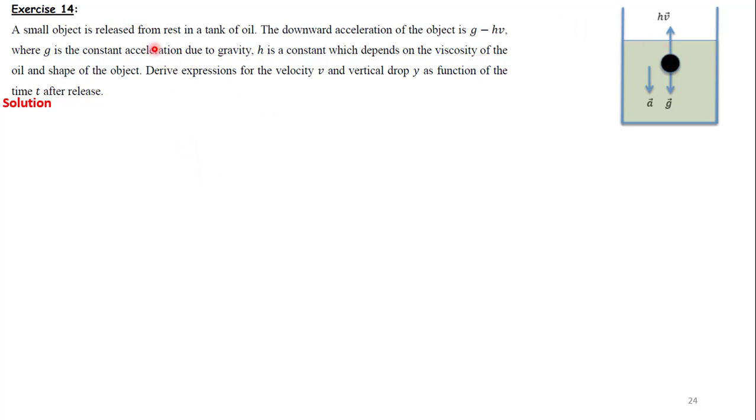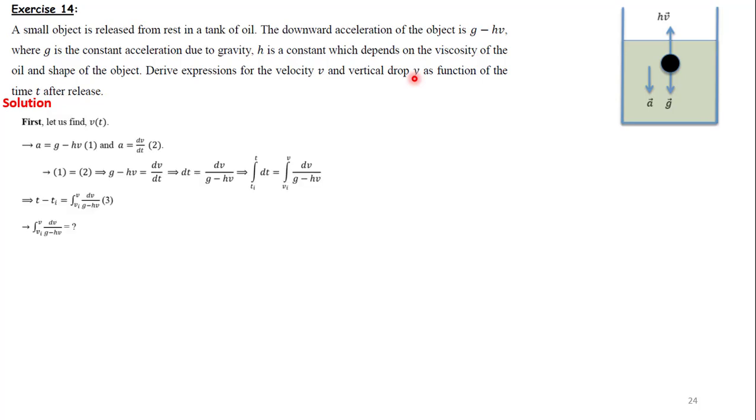The question is to derive expressions for the velocity v and vertical drop y as functions of the time t after release. So we are asked to find v and y. We have the acceleration. How can we pass from a to v and from v to y? Simply by integration. But we need to pay attention to the way we make this integration. We need to separate the variables.